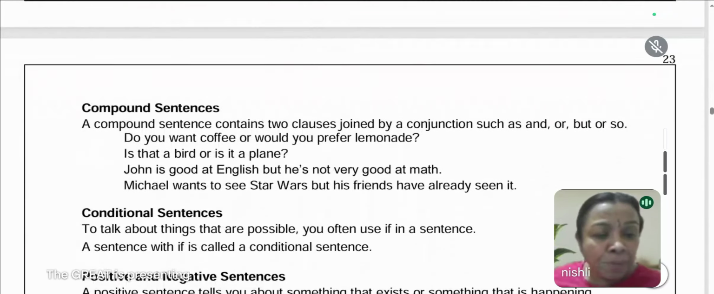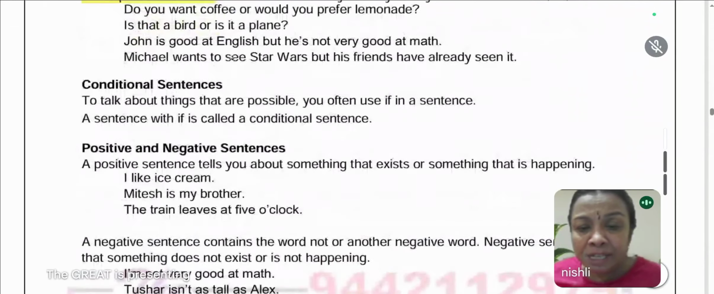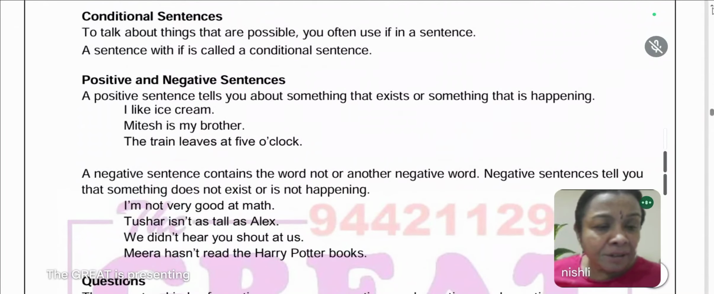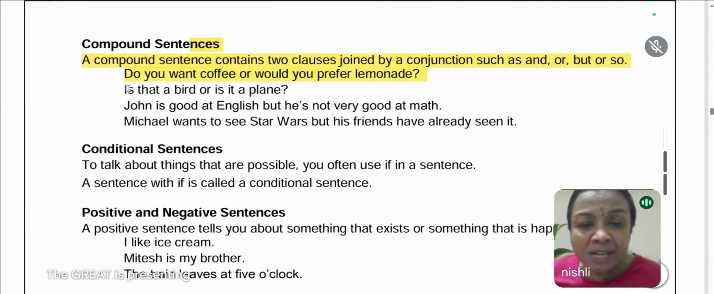Compound sentences contain two clauses joined by a conjunction, such as and, or, but, or so. Do you want coffee or would you prefer lemonade? This is generally joined by and, or. Or is the conjunction here. So this is one conjunction. You're asking for a choice. You're asking something of somebody.